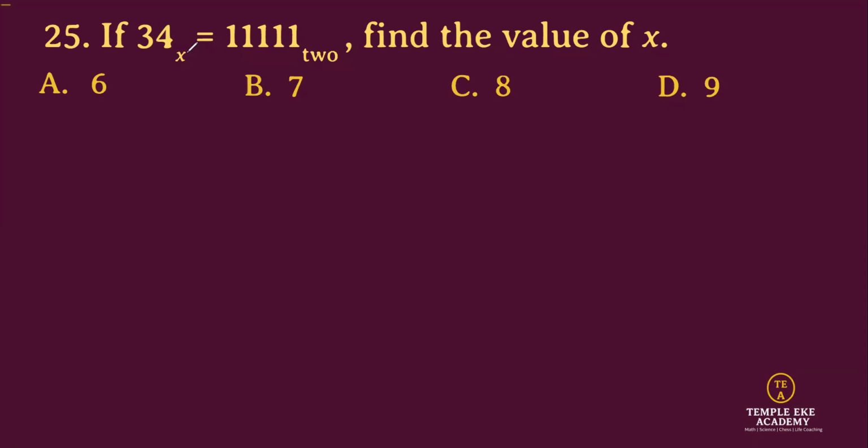We are expected to find the unknown value x. The number on the left-hand side is in base x, which we are asked to find, while the number on the right-hand side is in base 2. The strategy is to convert both sides to base 10, and we do that by expansion. So let's get straight into the solution.